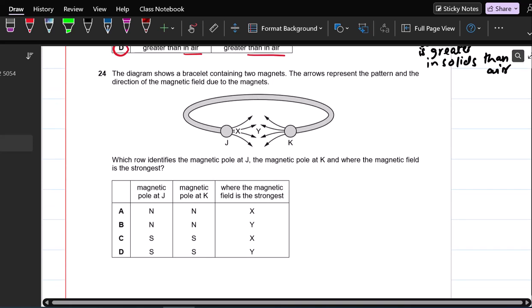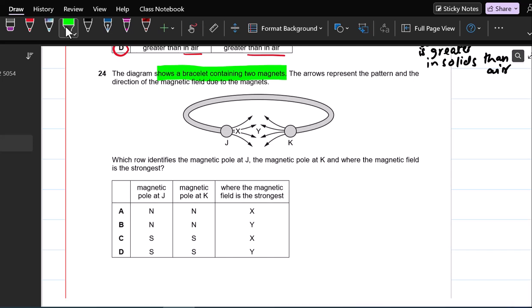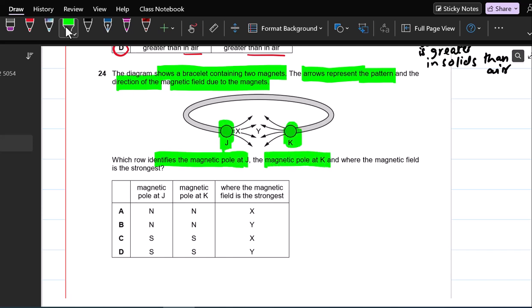The diagram shows a bracelet containing two magnets. Question 24 we are doing. The arrows represent the pattern and the direction of the magnetic field due to the magnets. Which row identifies the magnetic pole at J and the magnetic pole at K, where the magnetic field is the strongest? First of all you have to remember, dear students, the magnetic field moves from north to south. From north it originates and terminates at south.